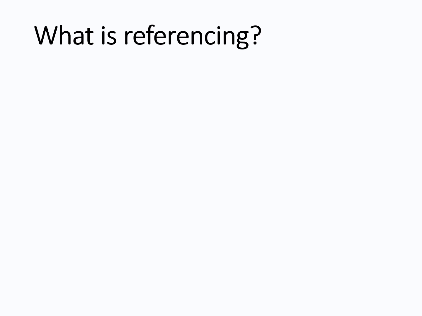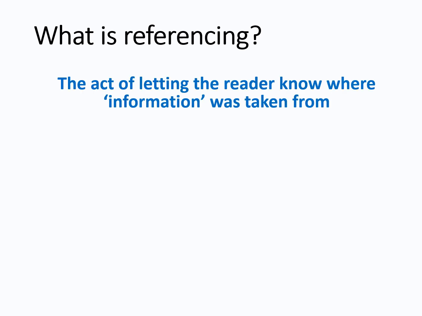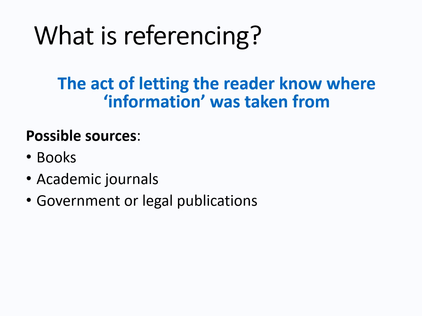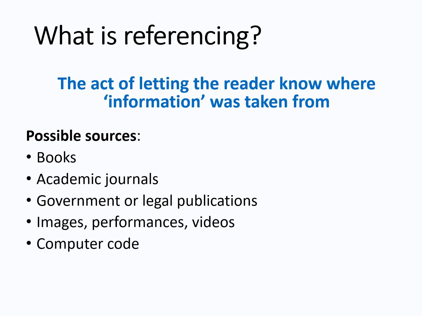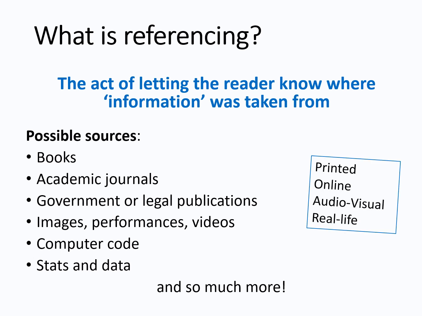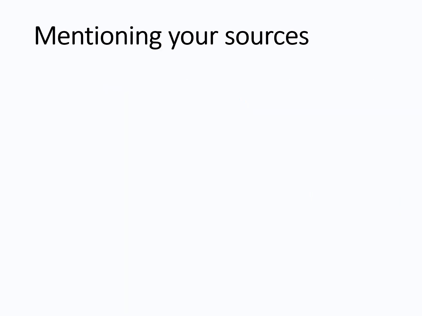What is referencing? It's the act of letting the reader know where information was taken from. It is the referring or mentioning of the source of information. Sources could be books, academic journals, government or legal publication, images, performances, videos, computer code, stats, data, and so much more. And it could come in a variety of formats: printed, online, audiovisual, real life. All of these need to be mentioned in your text when you use them.